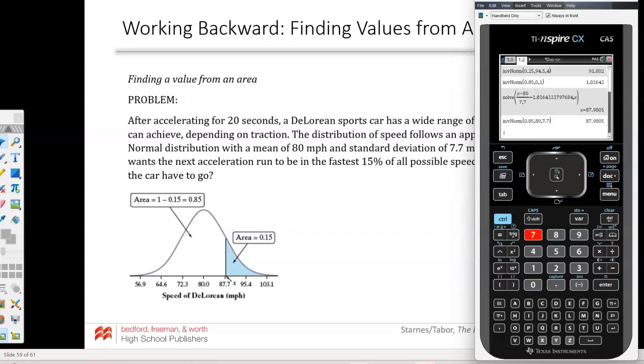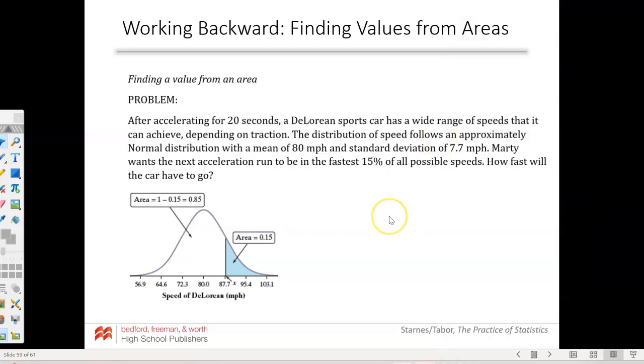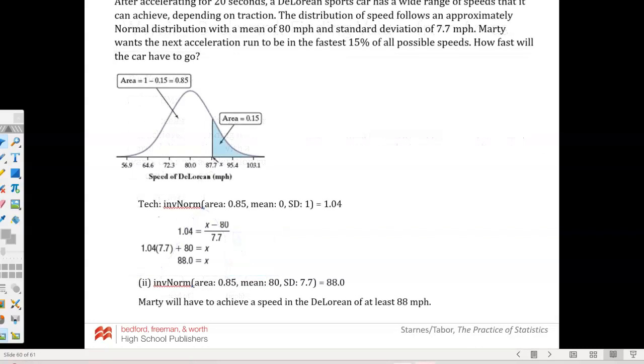So 87.985. Again, make sure to answer the question: how fast will the car have to go? So in this case, at least 88, basically, would be the speed. 88 miles per hour would be the speed there.